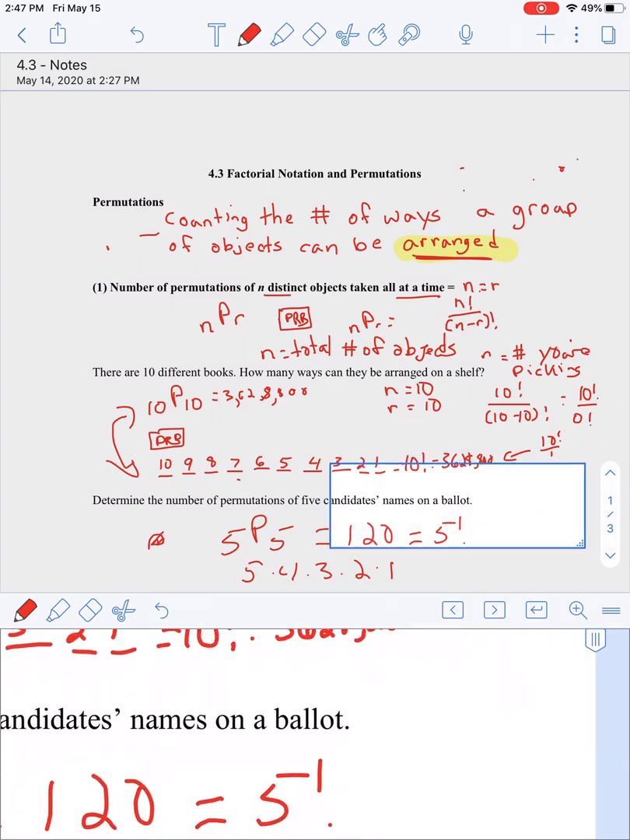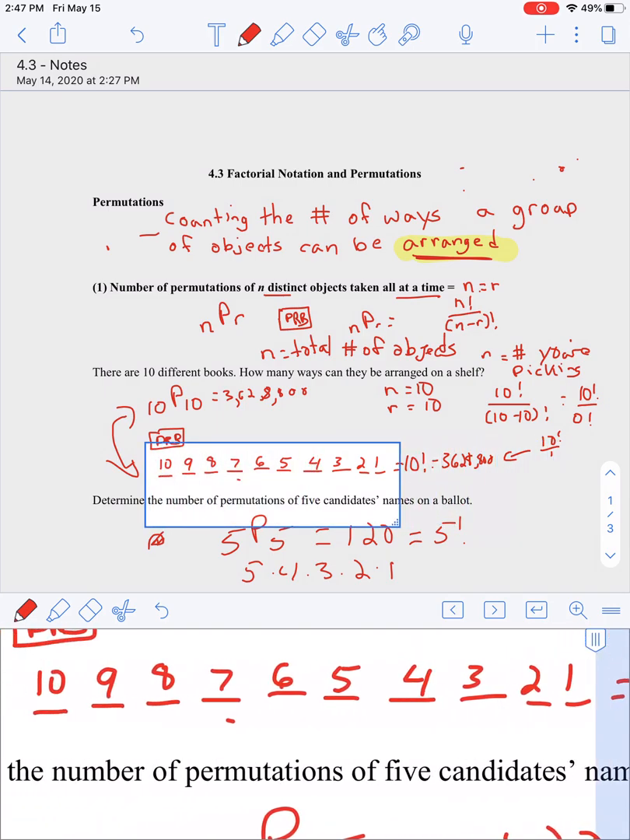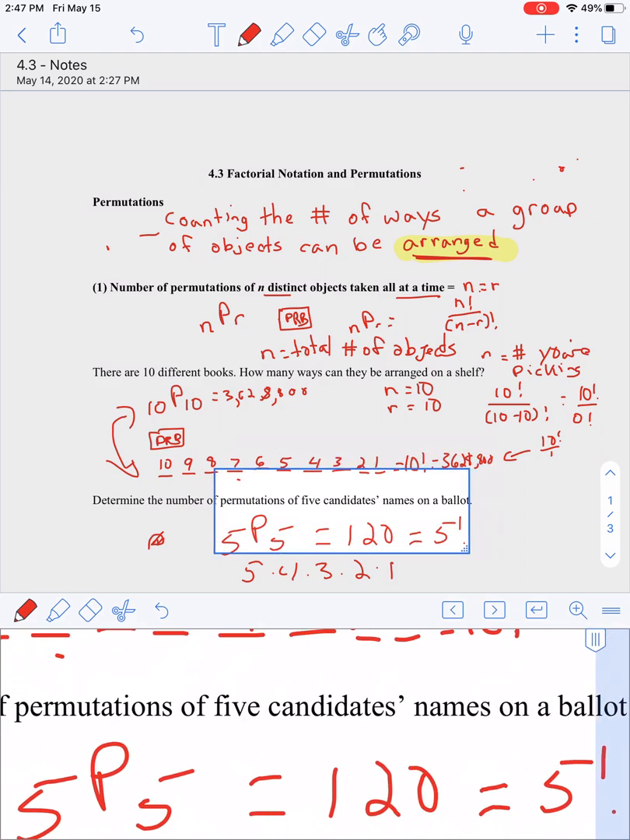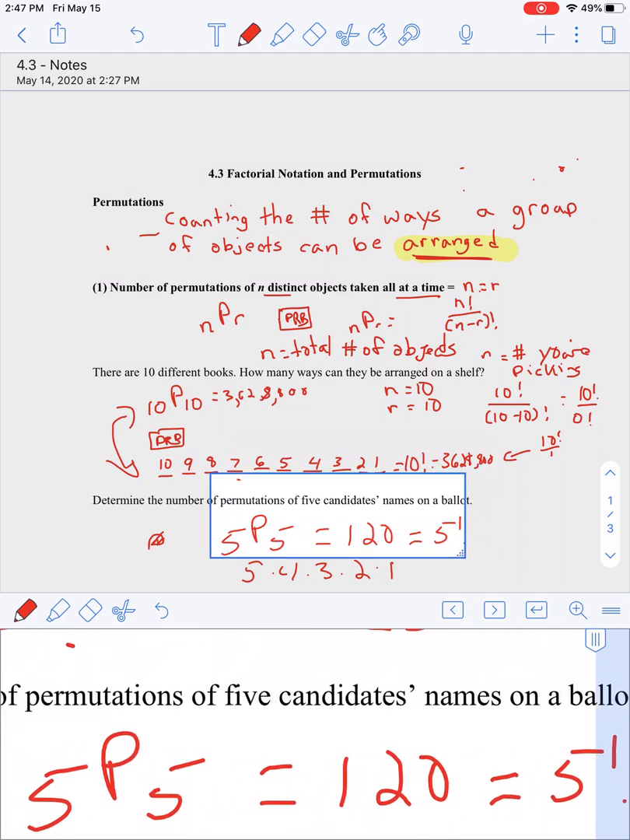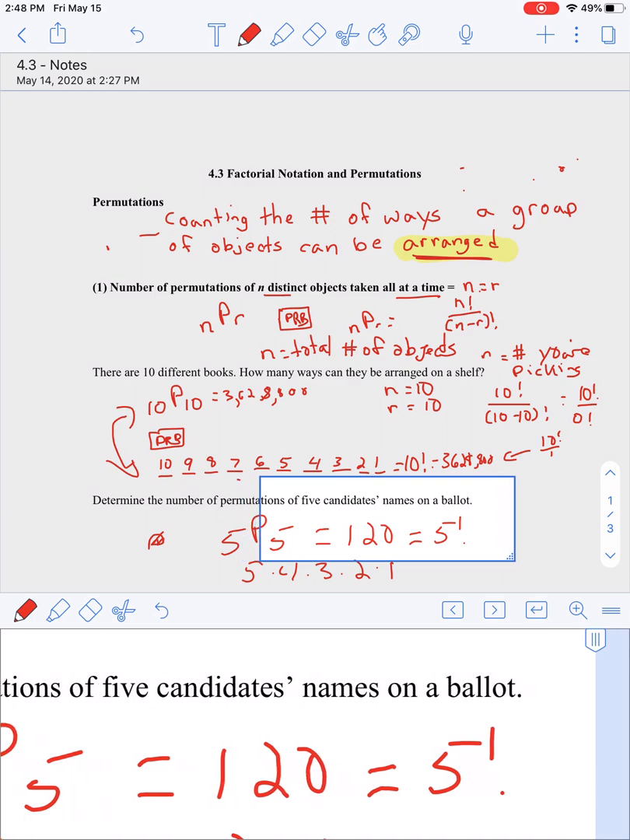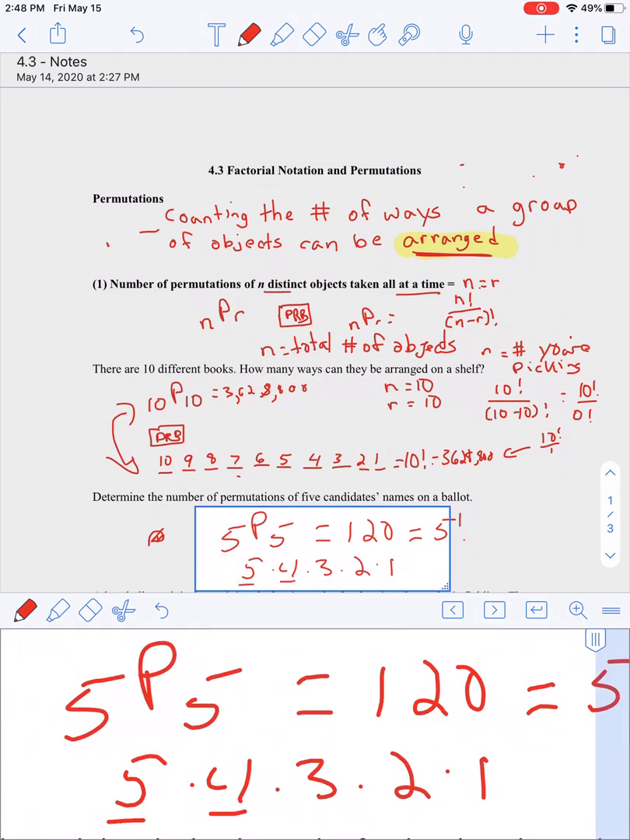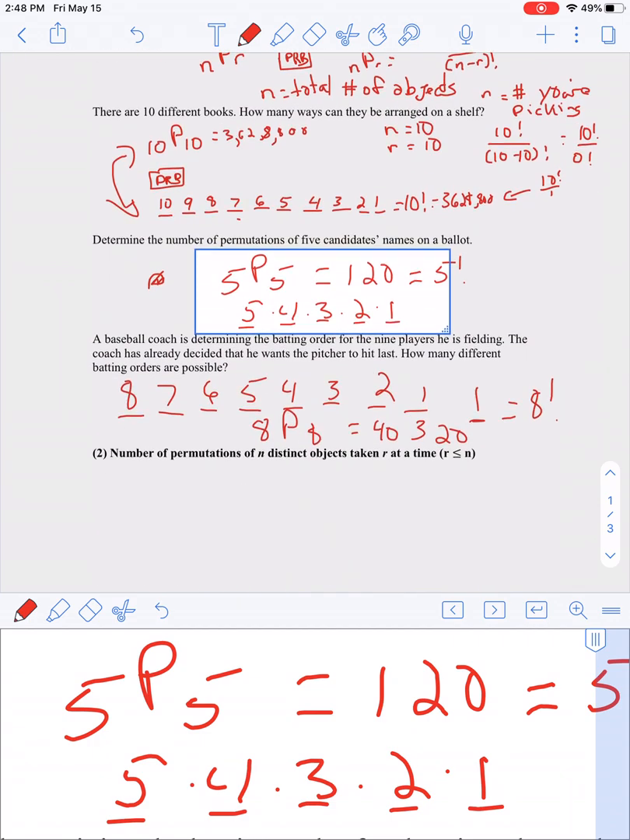Now, determine the number of permutations for 5 candidates' names on a ballot. So you have 5 people and you're choosing 5. So again, it's 5P5 or 120, which is 5 factorial. Whereas if you made your dashes for 1, 2, 3, 4, 5 names on a ballot, 5 for your first choice, 4, 3, 2, 1, and so on. Okay?